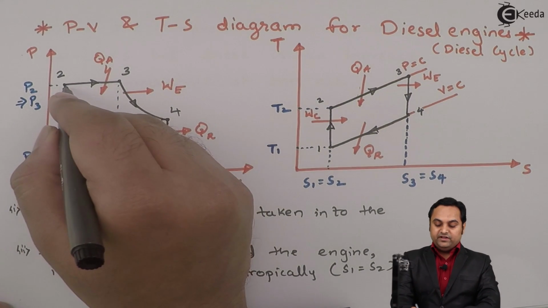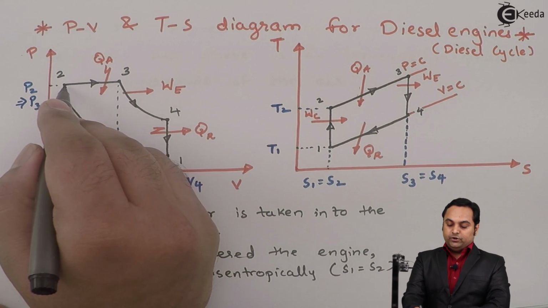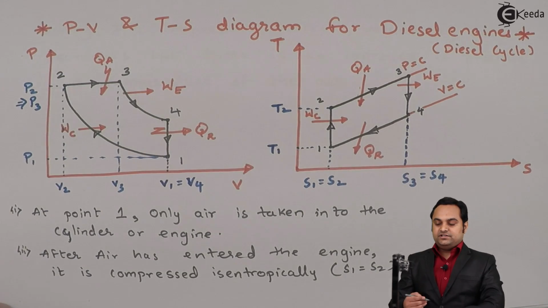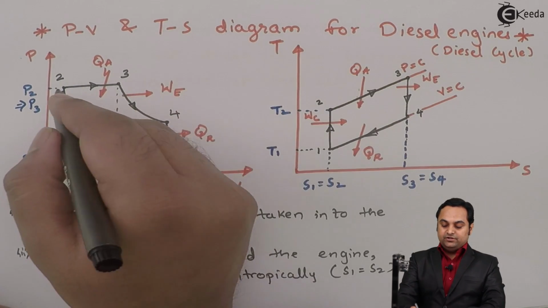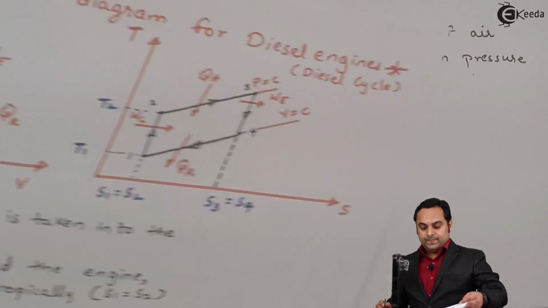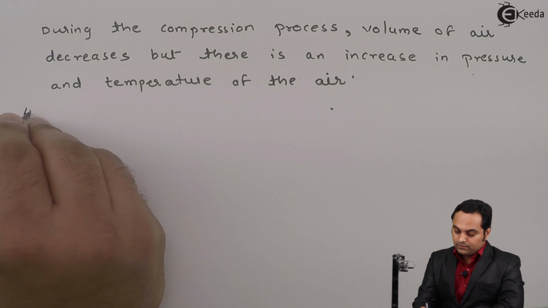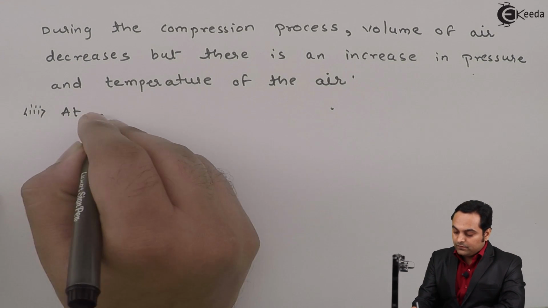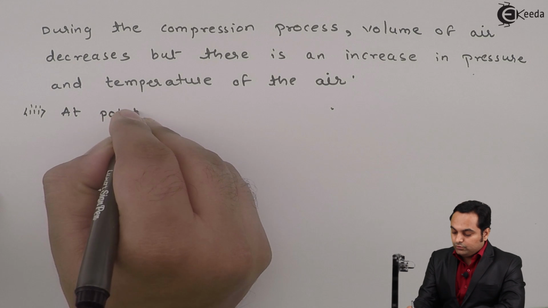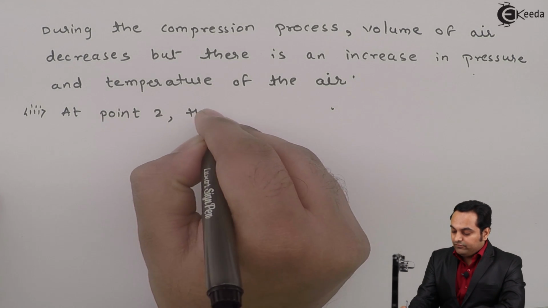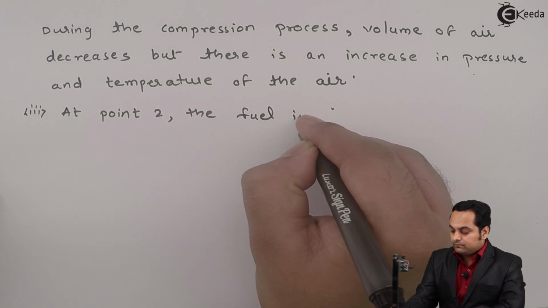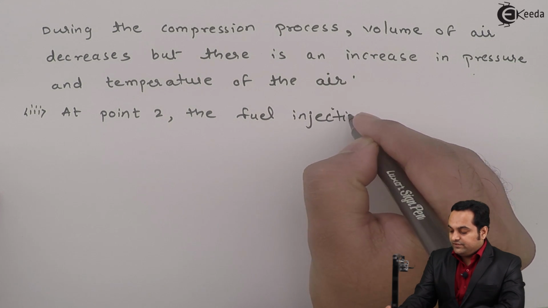Next, once we have reached the end of the compression process, at point 2 the fuel injection starts. That is, here it is a diesel engine, so diesel would be injected. Next, at point 2 the fuel injection, and here we have diesel as the fuel.